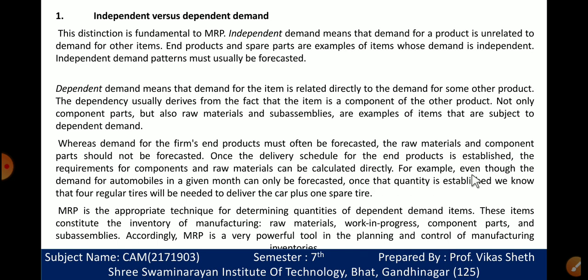Okay, for example, even though the demand for the automobiles in a given month can only be forecast, once the quantity is stabilized, we know that the four regular tires will be needed to deliver the car plus one spare tire. Means we already know which is the requirement. In the four-wheel there is not only four-wheel is required, always there is a requirement of plus one spare wheel, right? That means in all the production line we always consider some plus things, right?